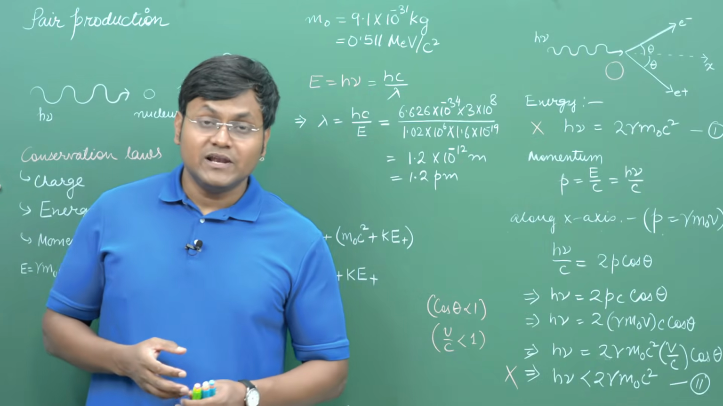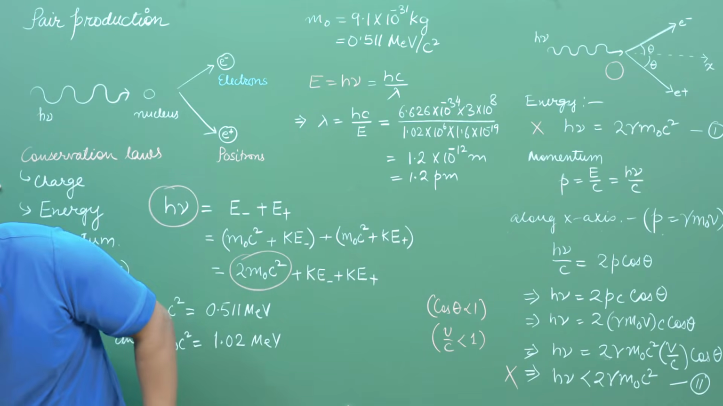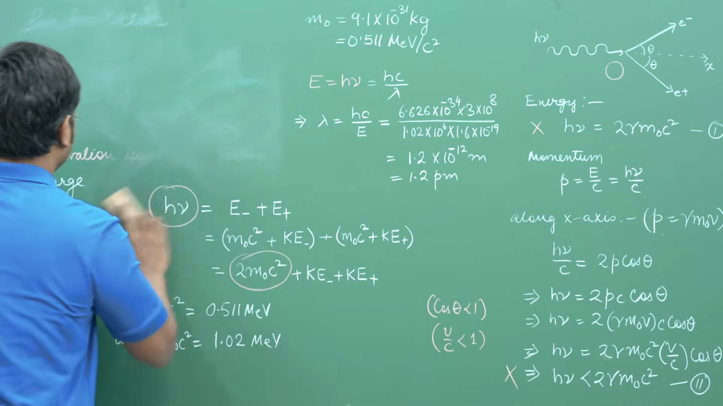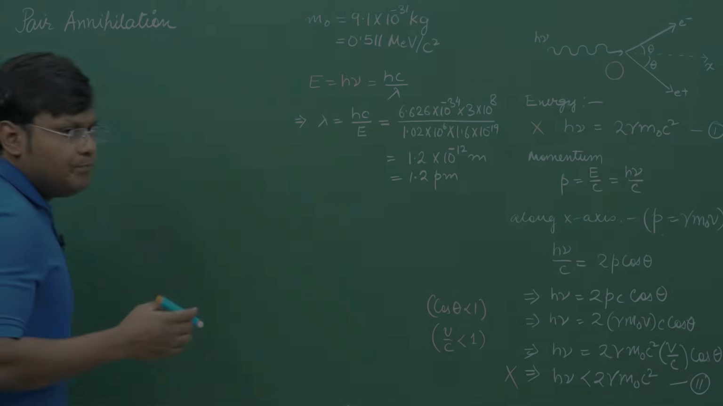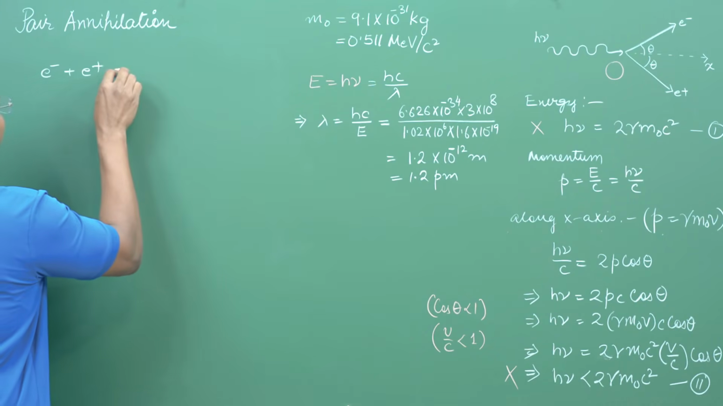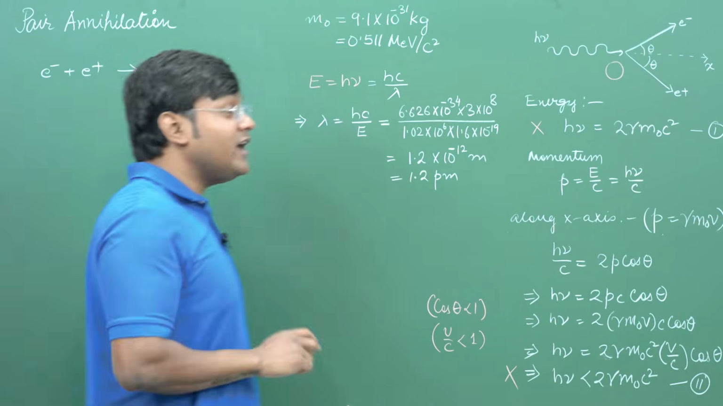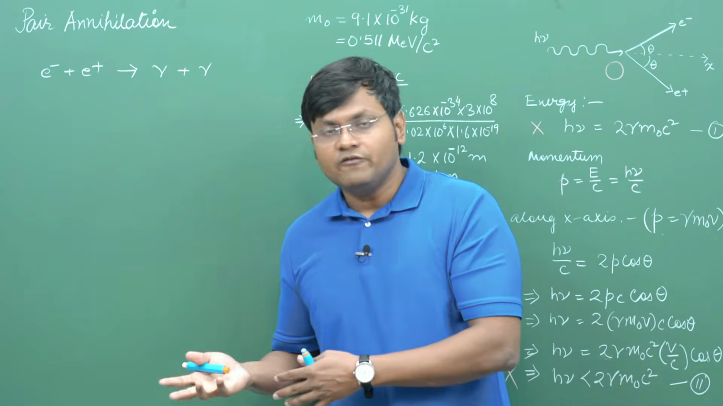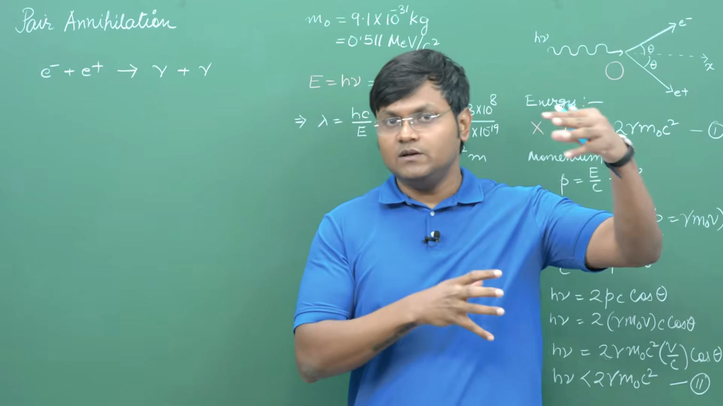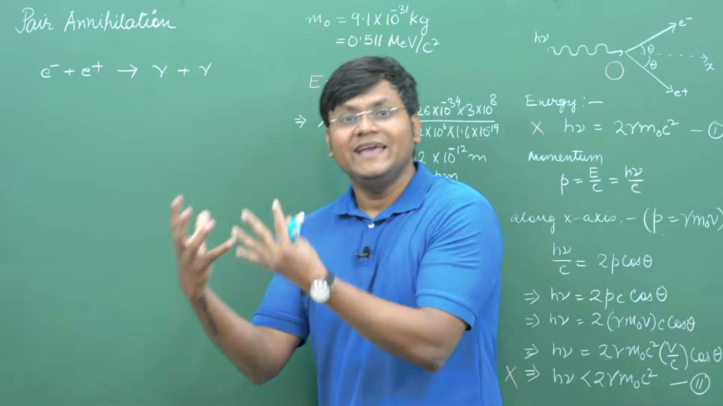Since we're talking about pair creation, let's also talk about pair annihilation. Pair annihilation is the opposite, or the inverse, of this particular phenomenon. When an electron and a positron meet, they end up creating two or more photons. This is pair annihilation, a complete opposite of pair creation. In pair creation, a photon with sufficient energy ends up creating a particle-antiparticle pair, a positron-electron pair. But here, a positron and an electron combine to create photons.